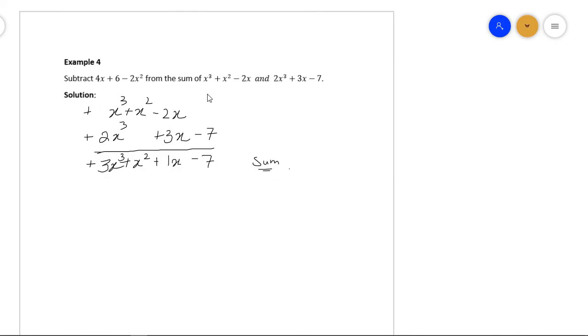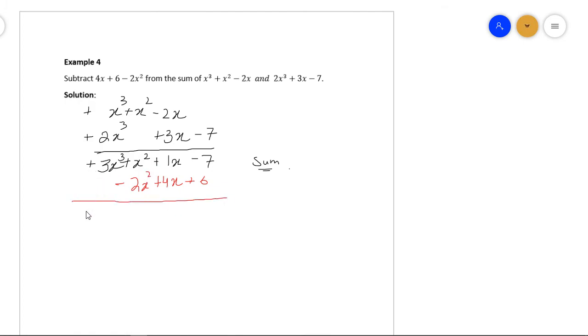Now what we have to do is subtract this polynomial from this sum. So write the polynomial which is to be subtracted. 4x plus 6 minus 2x square. 4x right below 1x, it is 4x, plus 6 right below minus 7, and minus 2x square just right below x square.